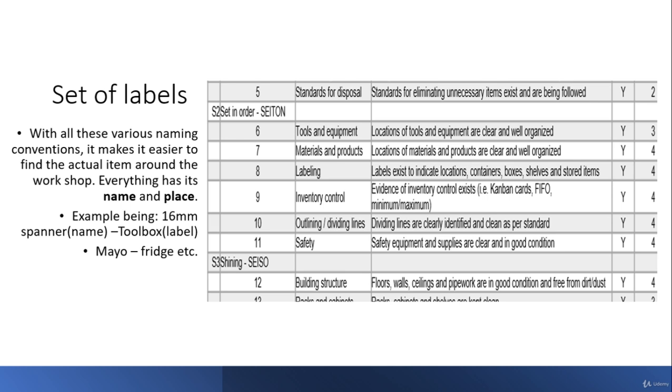Locations of tools are clear and well organized. Locations of materials are clear and well organized. Labels exist to indicate locations, containers, and boxes. Evidence of inventory control, this is first in, first out, minimum, maximum. Dividing lines and safety are all clear, described, and in good condition. So this would be a good example of a set of labels.